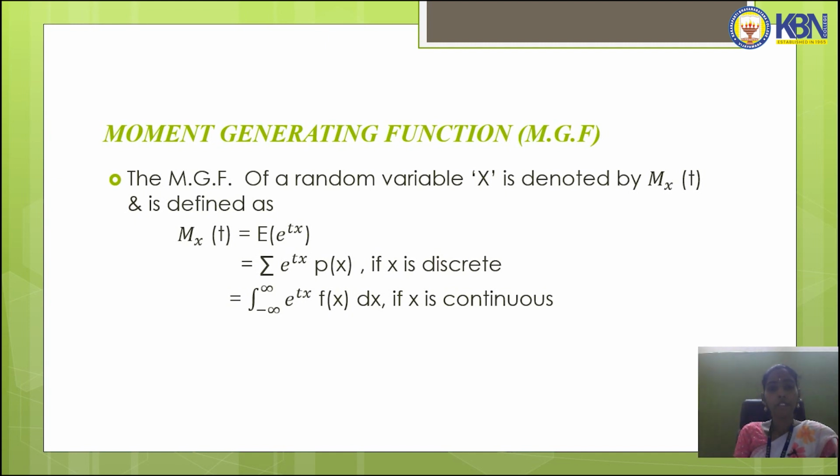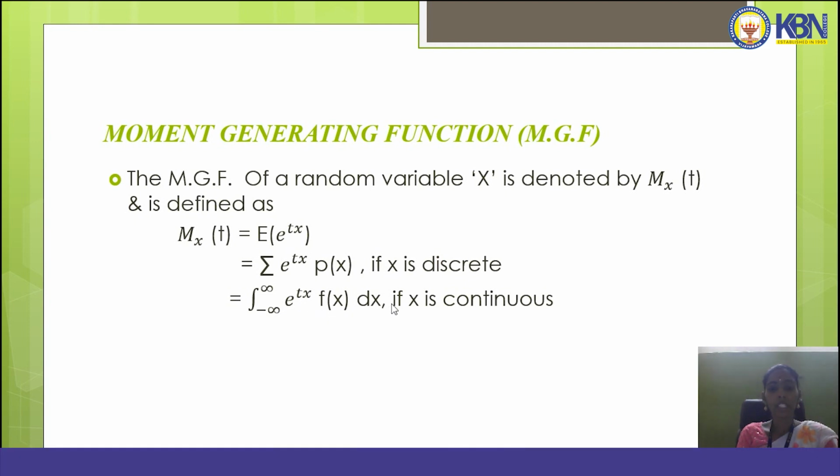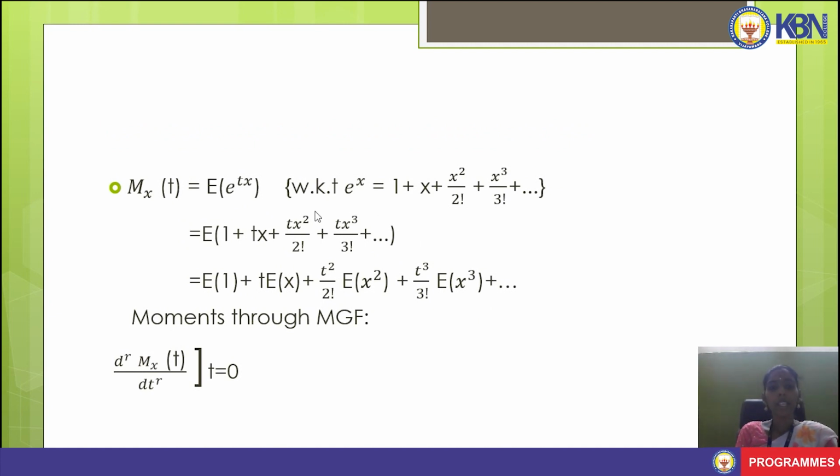The M.G.F of a random variable X is denoted by M_X(t) and is defined as M_X(t) equals expectation of e^(tX). We can write it as summation of e^(tx) into probability of x if X is discrete, and integral from minus infinity to plus infinity of e^(tx) into f(x) dx if X is a continuous random variable.